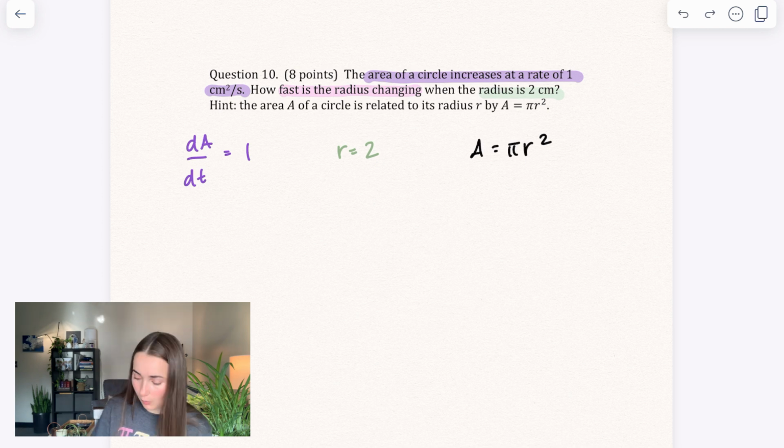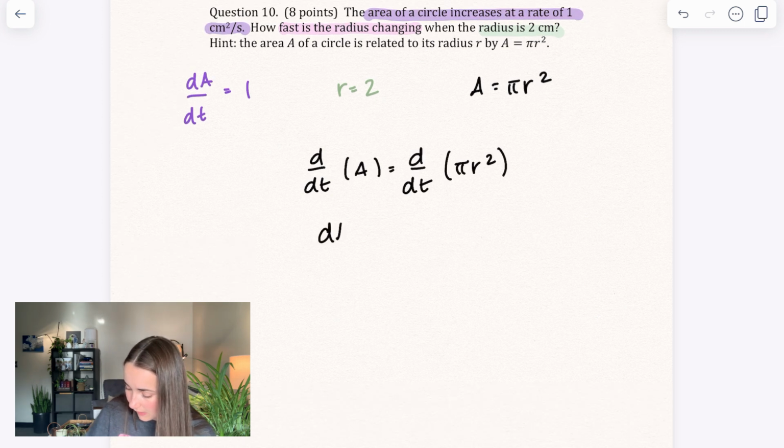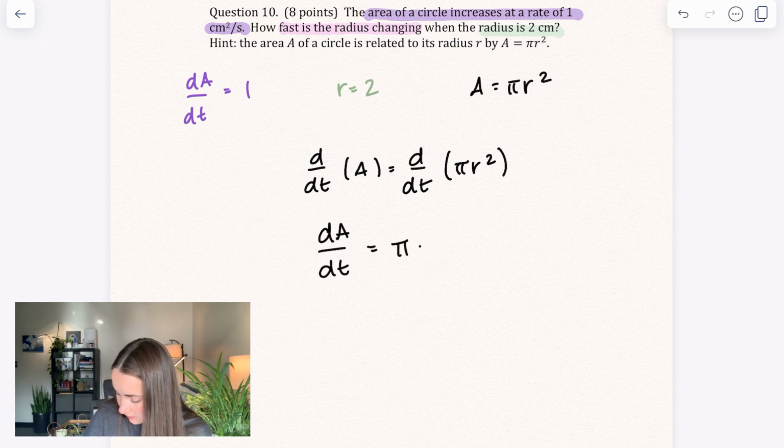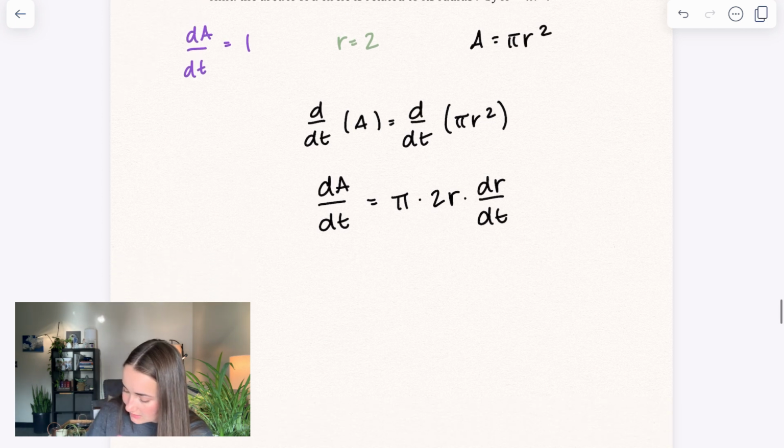But of course, we're going to go ahead and take the derivative of both sides in terms of t. So first, we get the derivative of the area in terms of t is equal to, pi is a constant multiple, so it hangs out. And now we can take the derivative of r squared. So we get 2r times dr/dt, right? Because we can't take the derivative of r in terms of t. They're 2 different variables.